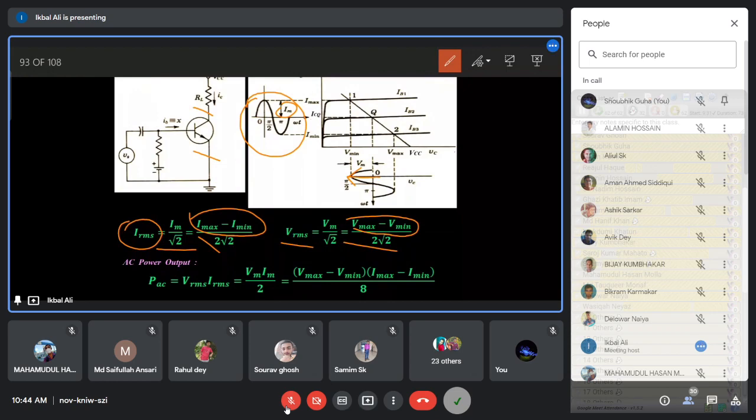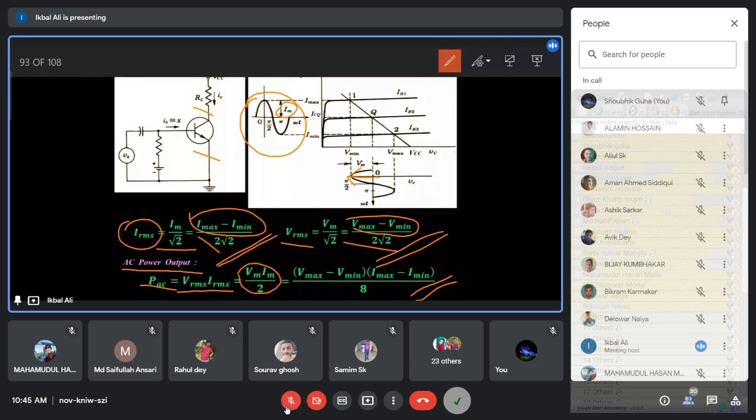Then what is the AC power generated by this transistor? The RMS value of the collector current into the RMS value of the voltage developed across the transistor. So the AC power output certainly will be VRMS into IRMS. Or you can directly multiply these two quantities. This is the RMS value of current, IRMS. It is Vmax minus Vmin by 2√2 into Imax minus Imin by 2√2. And you know that it will come out to be Vmax minus Vmin into Imax minus Imin by 8.